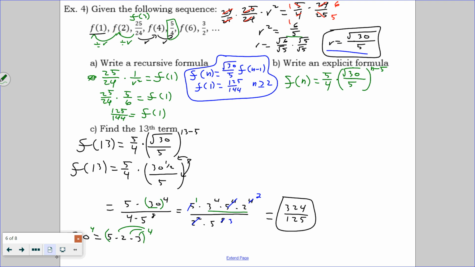What is that? This one? I'll show you, Steve, how we broke 3 to the 4th, 3 to the 4th, 5 to the 4th.